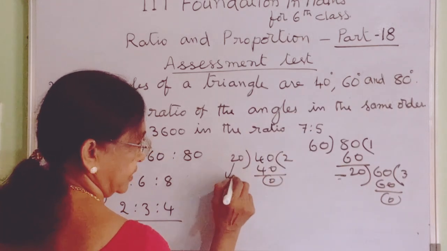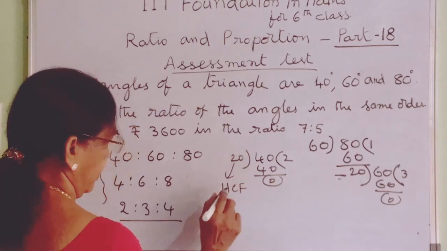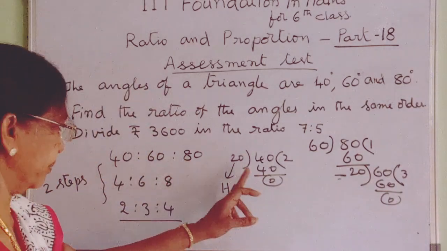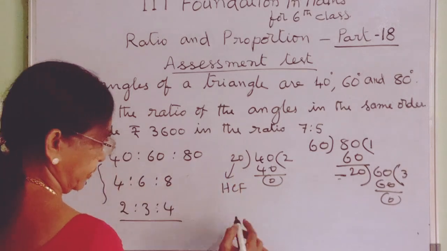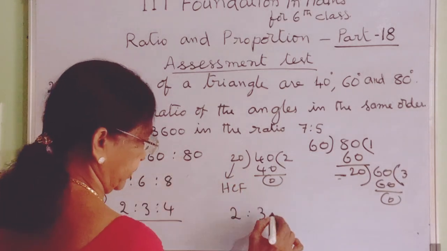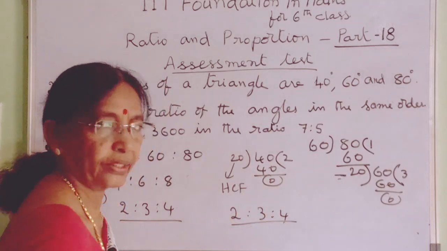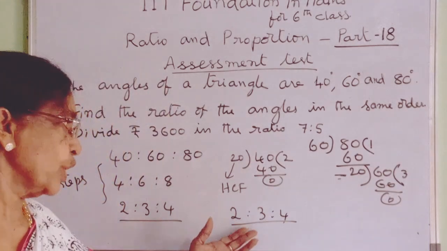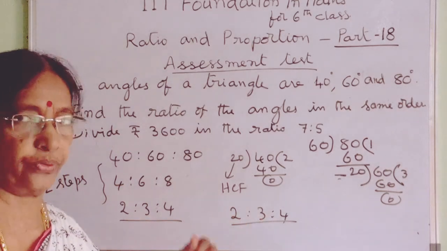So the last divisor is the HCF. So if we divide 40, 60, 80 by 20: 40 by 20 is 2, 60 by 20 is 3, 80 by 20 is 4. So the ratio of the three angles in its simplest form is 2:3:4.